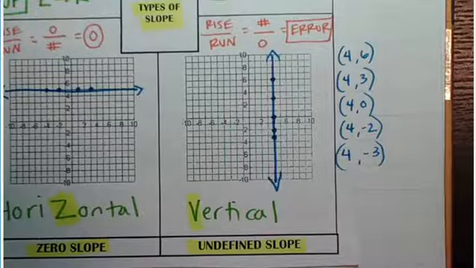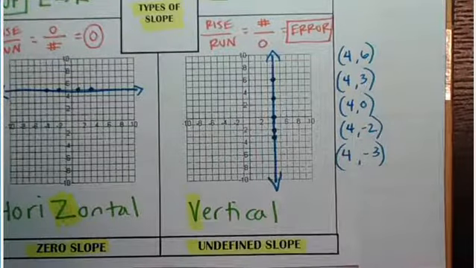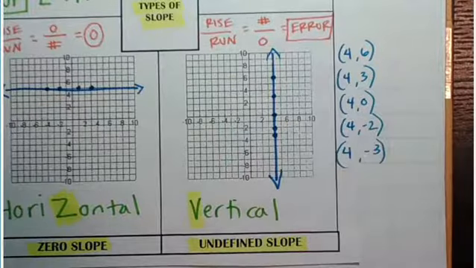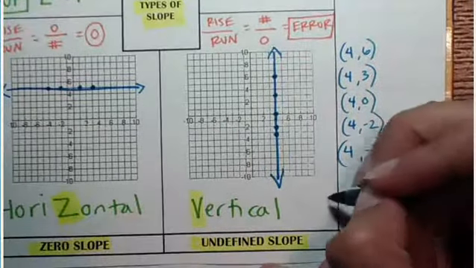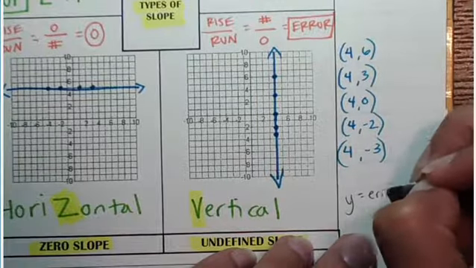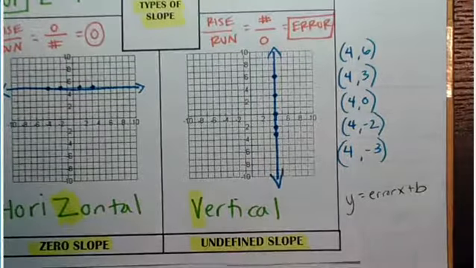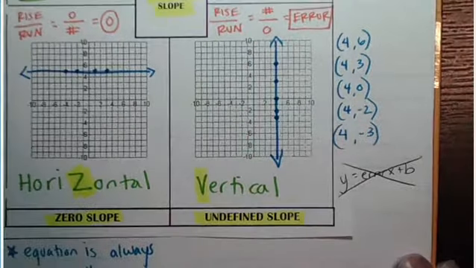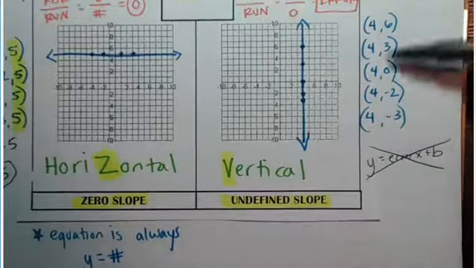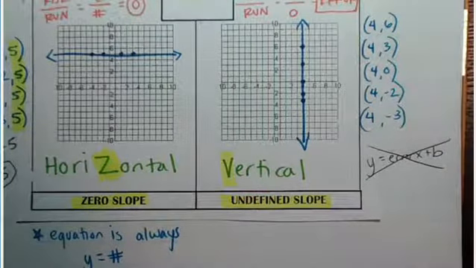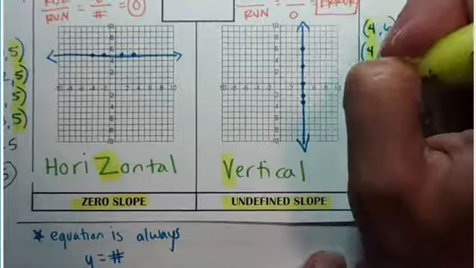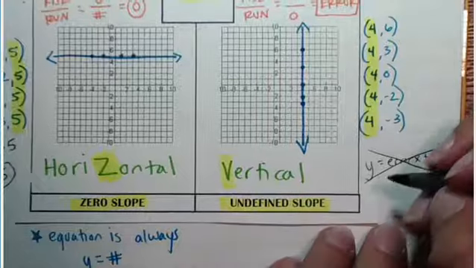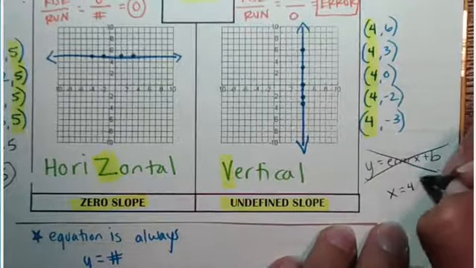Now, how do you think I write an equation for an undefined slope? If the slope is error, I can't put m is equal to error, y is equal to error x plus b. That wouldn't make sense. I can't do that. So what would this look like? What do you notice about all these points? Okay, what's this saying? All the x's are 4, which means every x value is 4. So your equation here would be x is equal to 4.